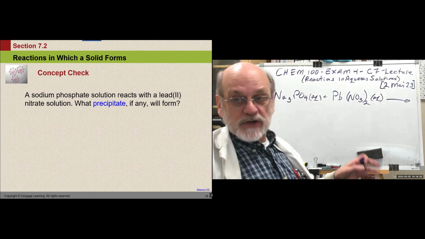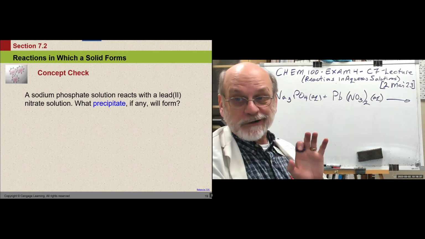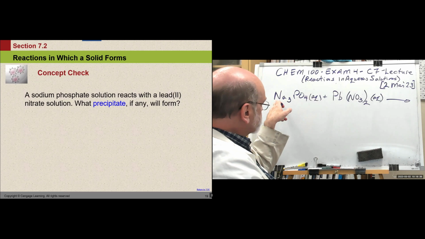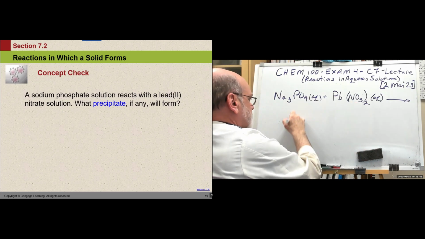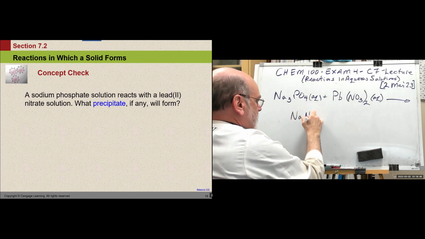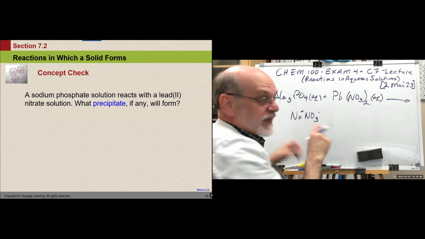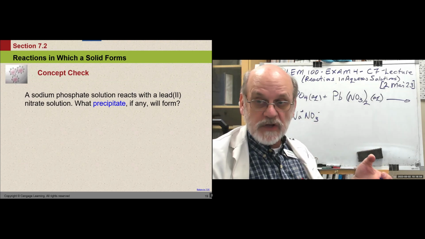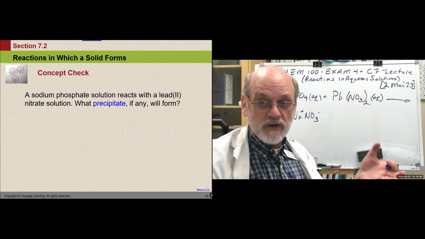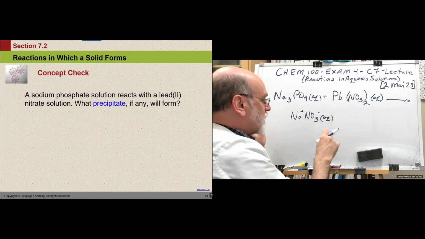All right. So what's that going to produce? Well, let's see. Let's swap partners. Let's take the sodium and combine it with the nitrate. Right? A -1 and a +1. We look it up. Sodium salts are all soluble, nitrate salts are all soluble, so we know this one is soluble. Or you can look it up in the chart.